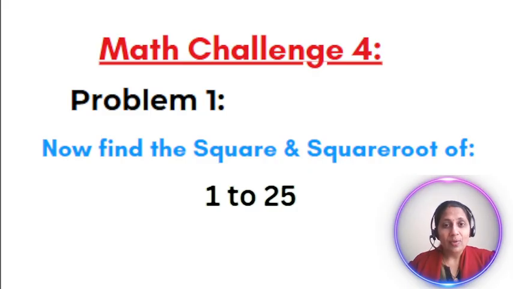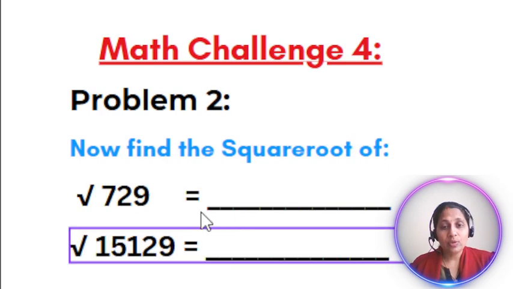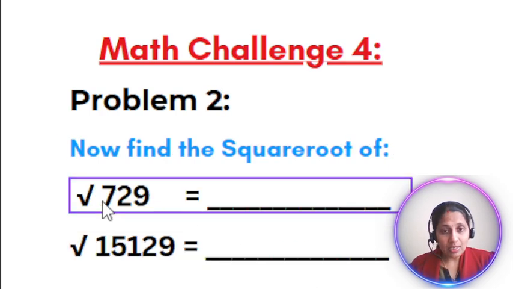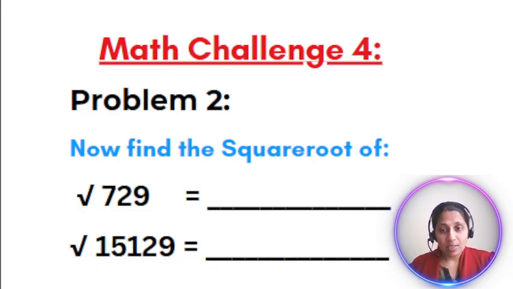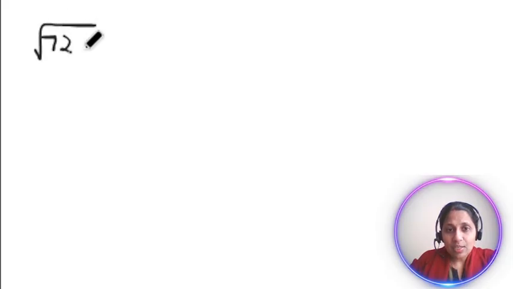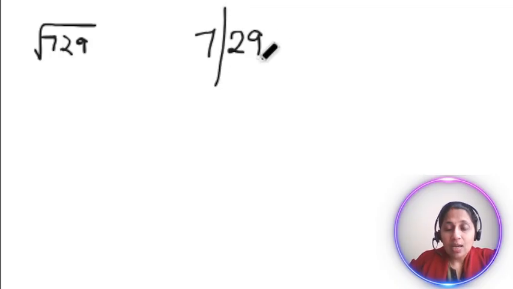Okay. Now, coming to our actual problem of the challenge, which is finding the square root of the numbers 729 and 15,129. Let's take the first problem, which is finding the square root of the number 729. So, let's take the number and divide it into two parts. And as you can see, here the number is ending with 9. So, obviously, the square root should either end with 3 or 7.